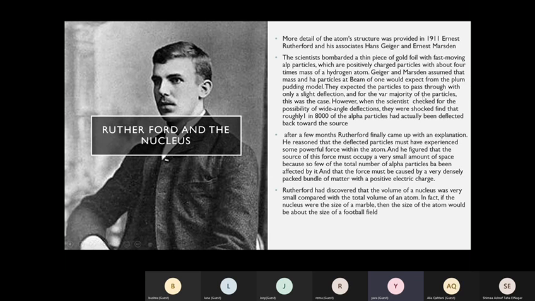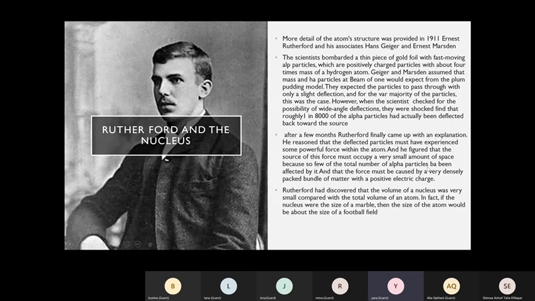For the majority of the particles, this was the case, but they realized that there were a lot of wide angle deflections. They were very shocked to see that, because they were following J.J. Thomson's model. Roughly 1 in 8,000 of the alpha particles had actually been deflected back toward the source. After a few months, Rutherford finally came up with an explanation: the deflected particles must have experienced some powerful force within the atom. Like if you throw a ball at a wall, it will come back to you. That's what he thought.